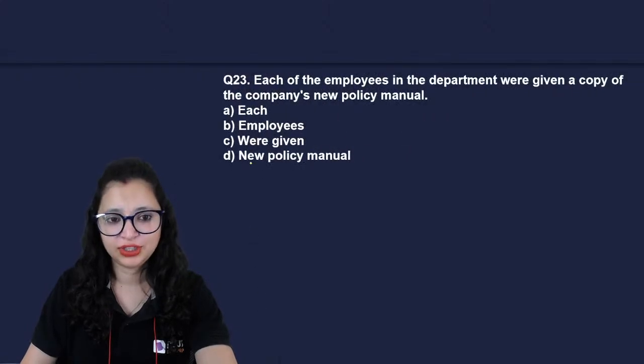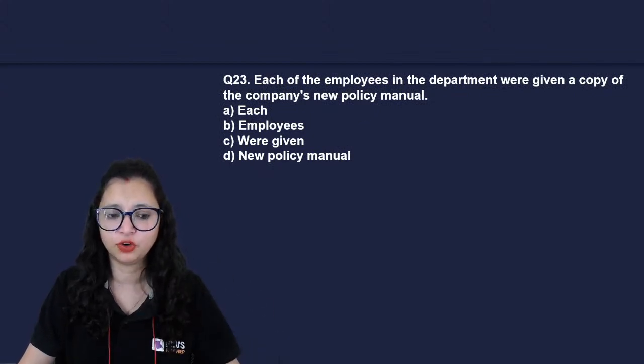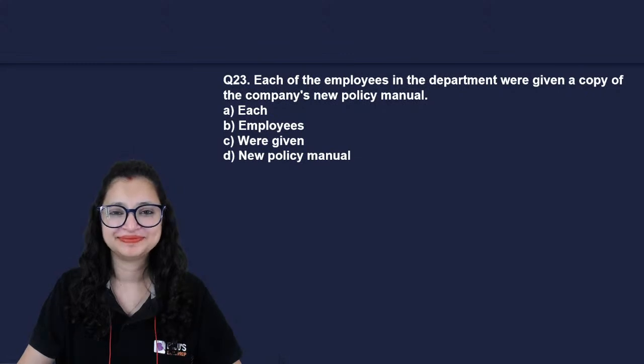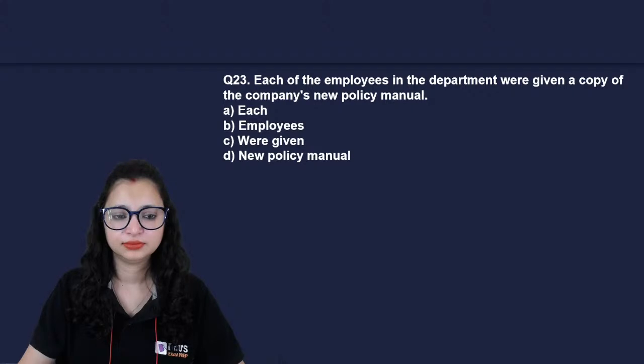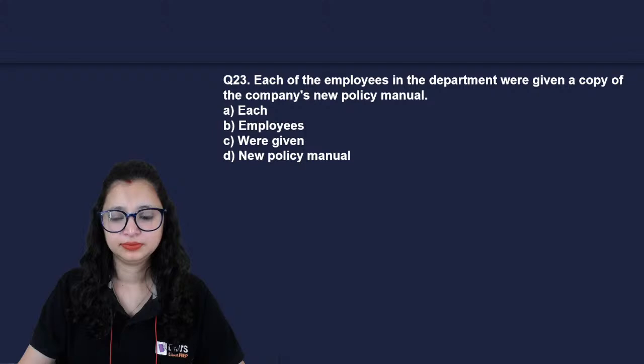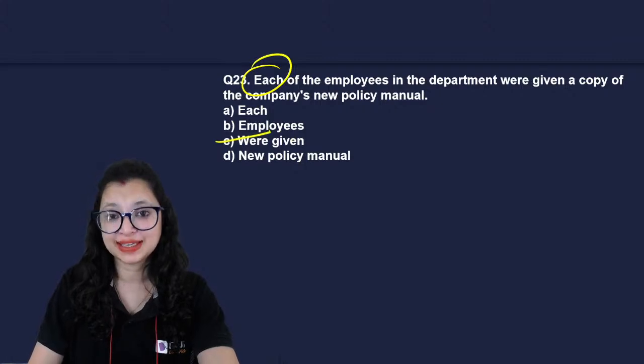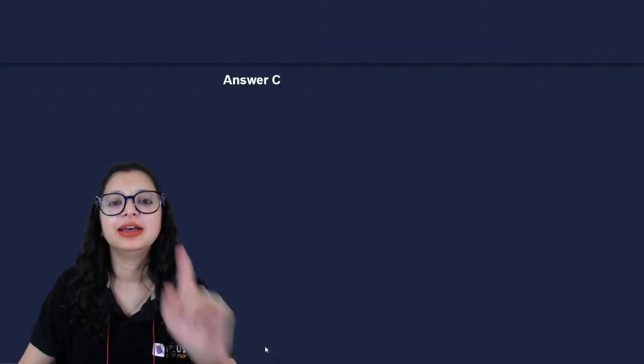Next question. Find out the error here. Each of the employees in the department were given a copy of the company's new policy manual. We've discussed such a question before. What's the error here, everyone? Yes, that is C. Instead of were, it should be was, because each is used. It will be followed by a singular verb form, was given. Very good. Next question. Spellings.